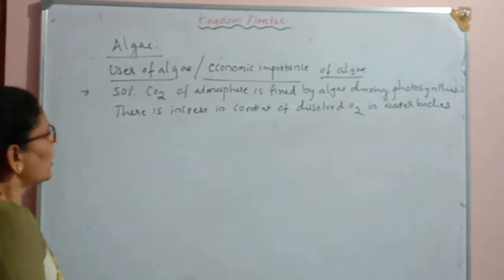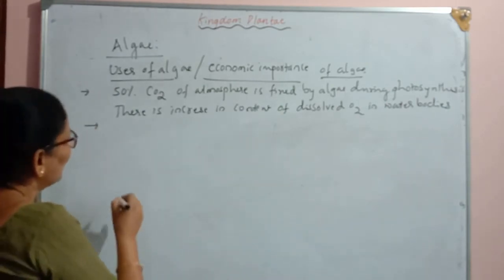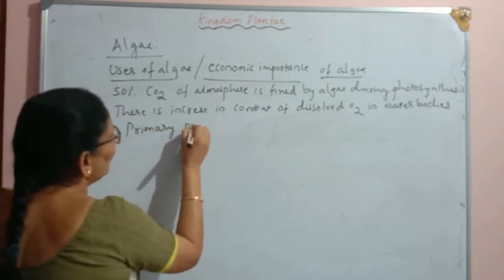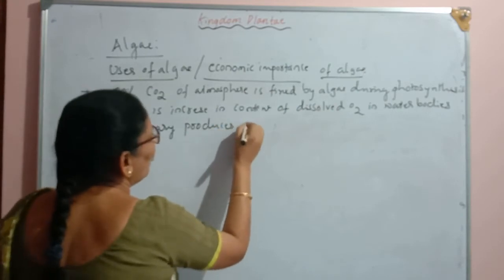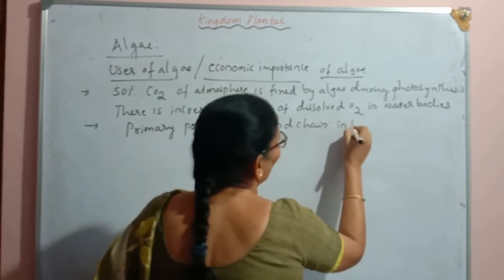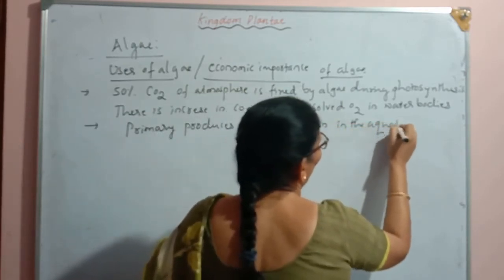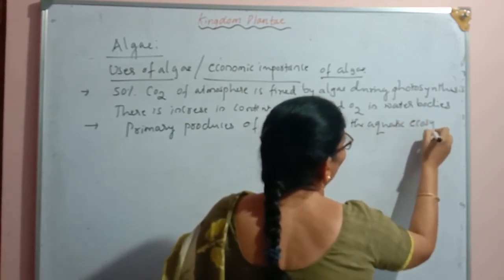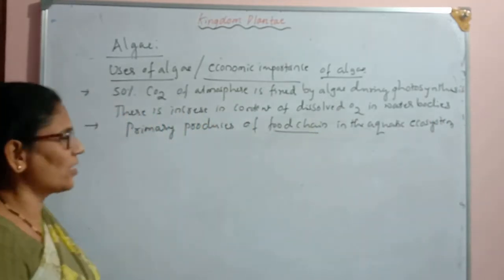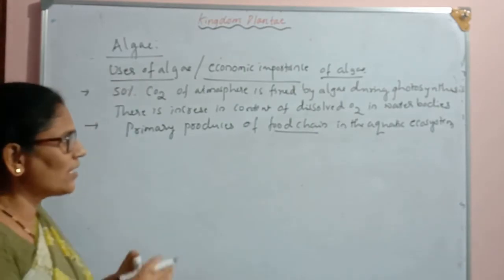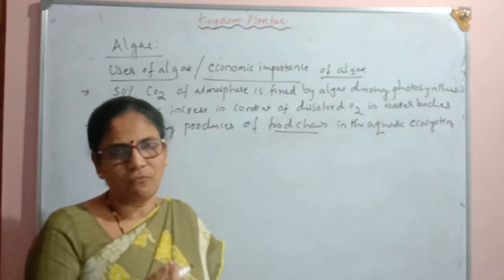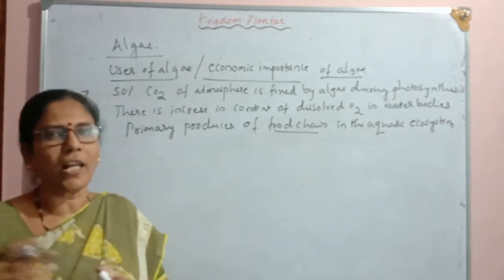The next importance of the algae is that they are primary producers of the food chain in the aquatic ecosystem. Let us first know what a food chain is, and then we will discuss the producers. Food chain means a chain which exists in the ecosystem where one organism depends on another organism for food, and in turn it becomes food for another organism.